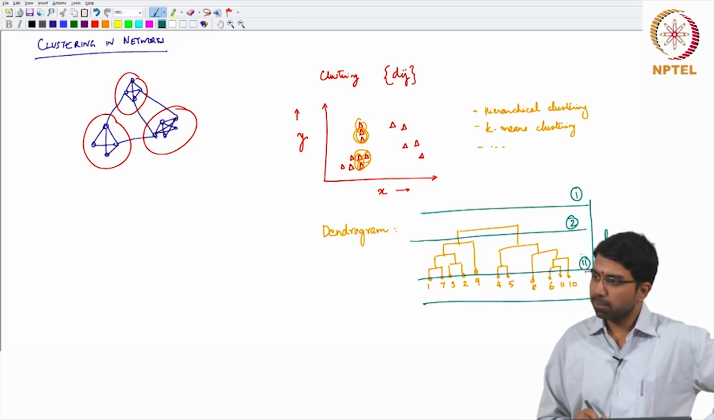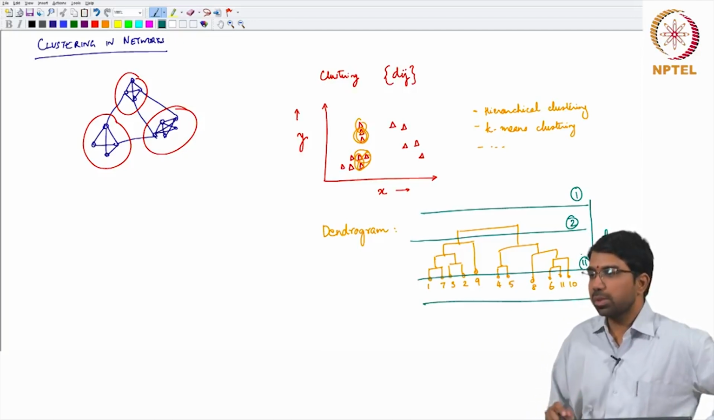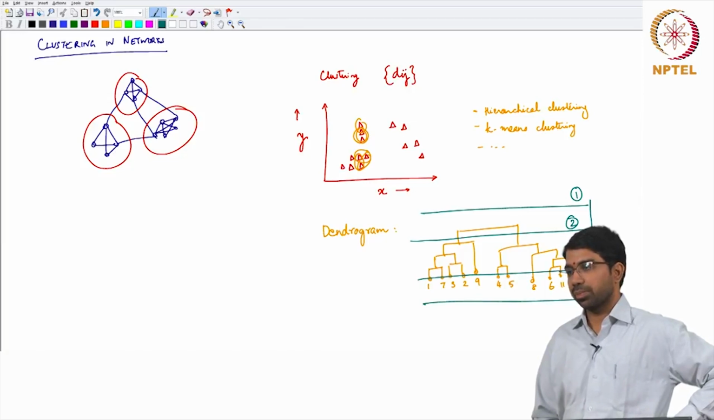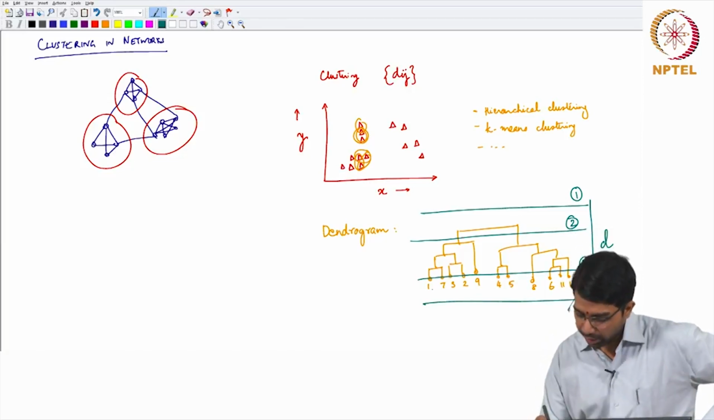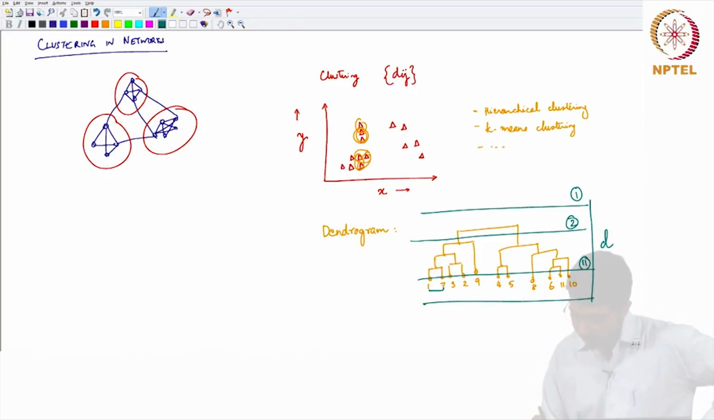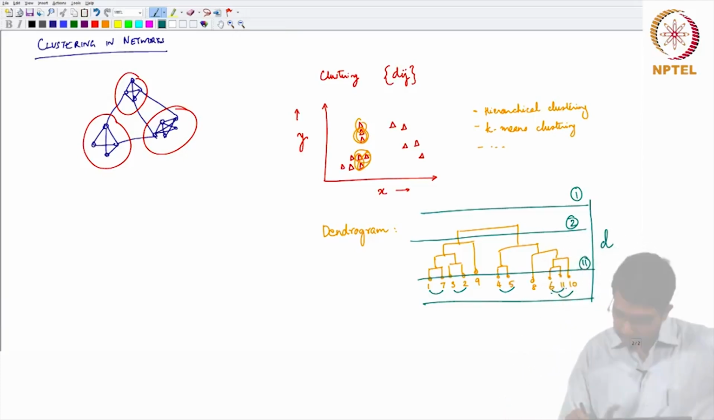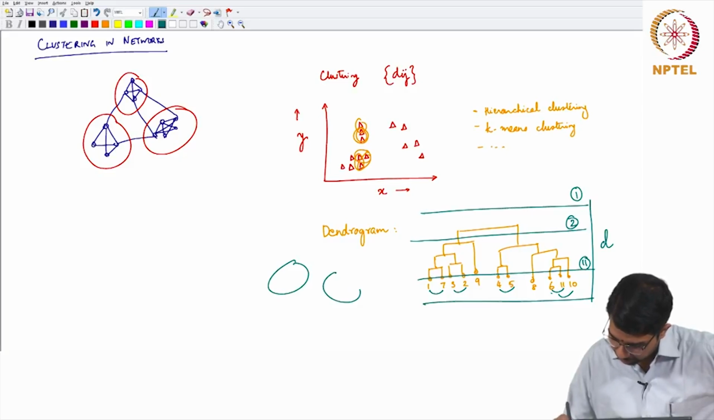How is the dendrogram built? The dendrogram is built by using distances. You first join the 2 nodes that are closest to each other. So, in this example it looks like 1 and 7 were very close to each other, as were 6 and 11, as were 4 and 5 or 2 and 3. The next closest was perhaps this cluster and 10. So, let us just look at this example.